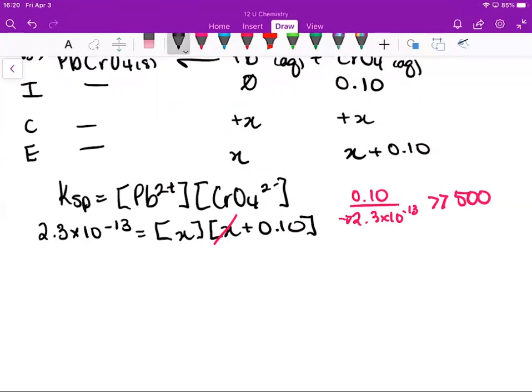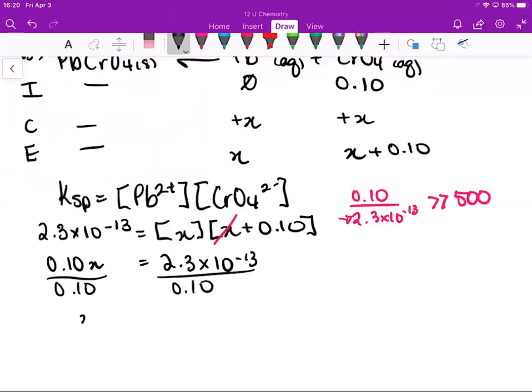I'm left with, okay, I'm going to flip the equation. Okay, so 0.10 X equals 2.3 times 10 to the minus 13. I'm going to divide both sides. And I'm going to get, where am I? Sorry, I have everything written down. I should be able to do this in my head. Minus 12, that's right. 2.3 times 10 to the minus 12.